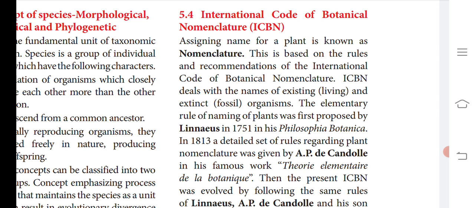It deals with the naming of existing and extinct organisms. So, naming should be done carefully by noticing the existing organisms and also the extinct organisms. The elementary rule of naming plants was first proposed by Linnaeus. Okay, so Linnaeus proposed it in 1751 in his Philosophia Botanica. It is the name of the book. Philosophia Botanica is the name of the book in which he has proposed the naming of plants.